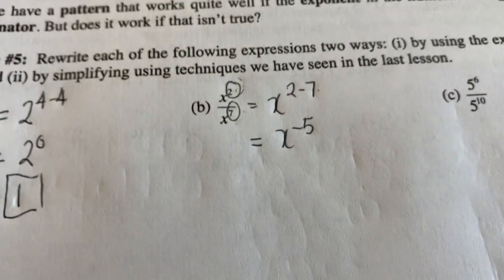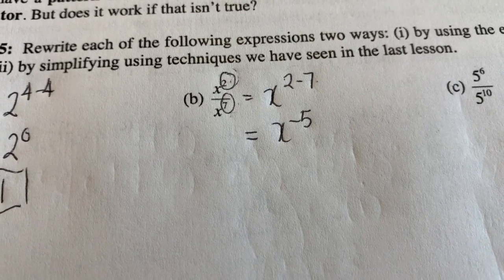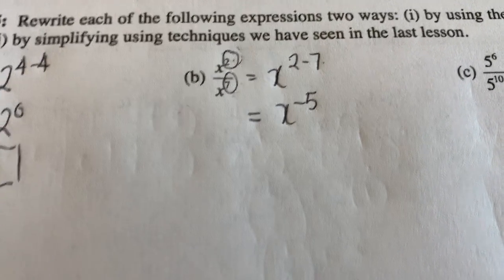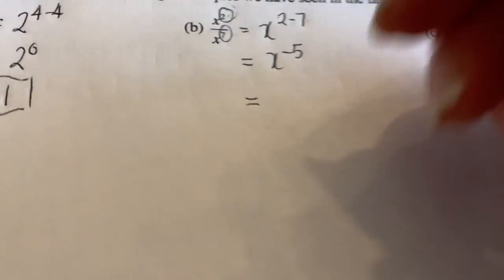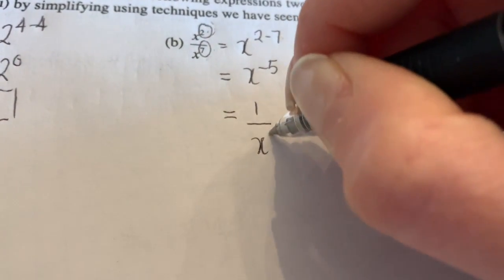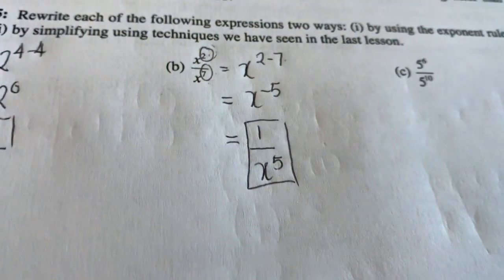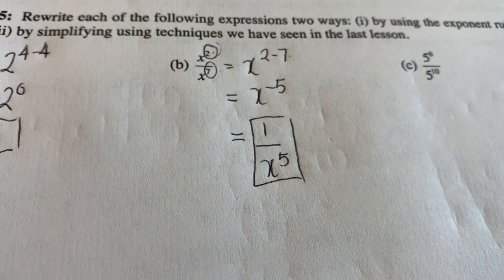But now we're at the point where we're never going to leave an exponent as a negative, because now we know how to make it positive. All we have to do is banish it to the basement. So this is going to be 1 over x to the 5th. And now it's positive. Okay?